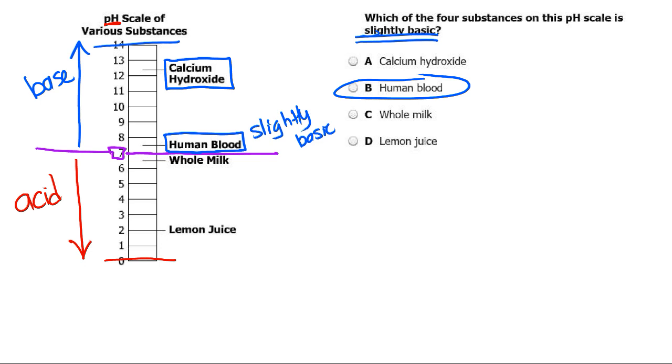Suppose this question had asked, which of the 4 substances on this pH scale would be slightly acidic? You've got 2 things that are acidic. You've got whole milk and lemon juice. If you've ever drank whole milk or lemon juice, whole milk is not sour unless it's spoiled, but lemon juice is considerably sour. So whole milk would be the one that is slightly acidic. And then lemon juice relative to whole milk would be highly acidic.